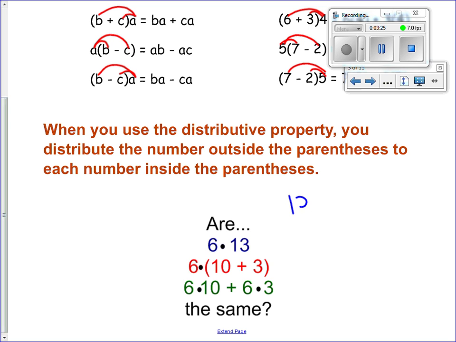Let's do 13 times 6. All right. What is 6 times 10? 60. And then 6 times 3 is? 18. Can you do 60 plus 18 in your head? What do you get? 78. So those are all the same.